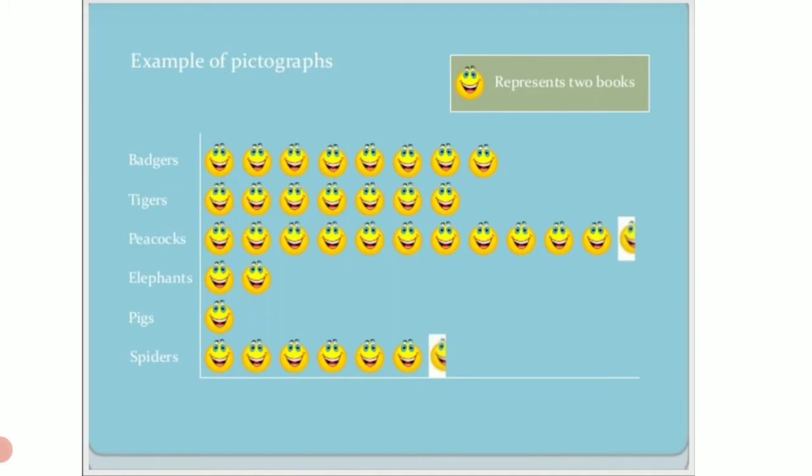Then peacocks, how many are there? Count 2 4 6 8 10, 11 and a half, children. 11 and a half means 11 into 2 means 22, plus half we will count as 1, that is 23. Then elephants 2, that means 2 into 2, 4 elephants. Then pigs, it is given only 1, that is 1 into 2 is 2. And spiders, it is 6 and a half, that means 6 into 2 is 12, plus half means 1, that means 12 plus 1 is 13.